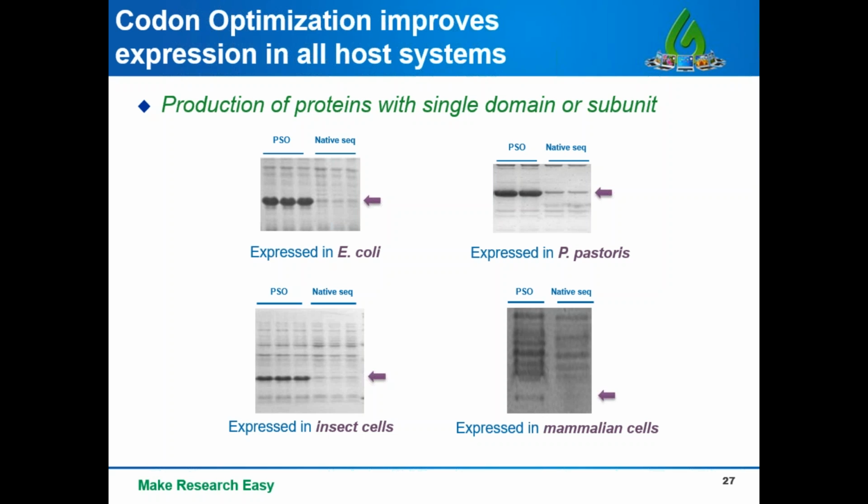So what we have here are gel images of the production of proteins with single domain or subunits expressed in various hosts. And you can see that with particle swarm optimization by OptimGene, you're able to see an increase in expression in E. coli, P. pastoris, insect cells, and mammalian cells. All these as a result of our OptimGene platform.